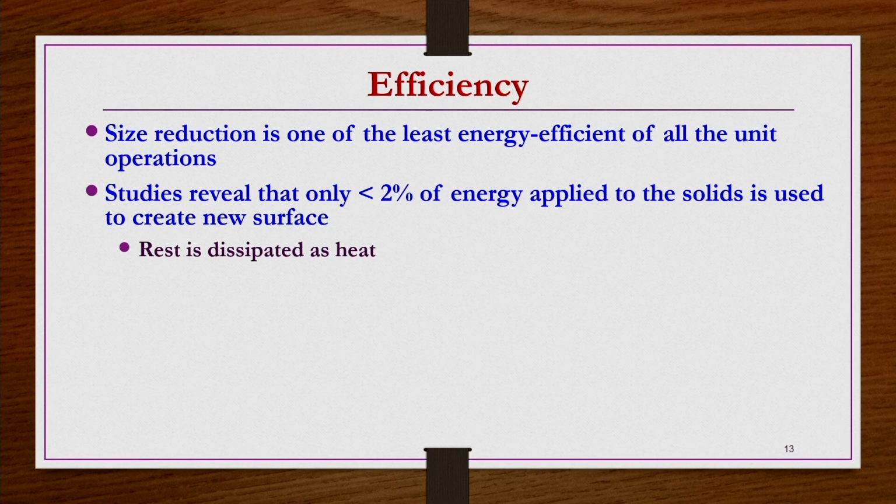And you will be surprised to know that studies revealed that less than 2% of the energy applied to the solids is used to create the new surface. Let us say you are giving 100 kilowatts of power for the required size reduction. Only about 2 or less than 2 kilowatts are being utilized for the size reduction, and the rest is for operating the equipment and overcoming the friction between bearings and all those things. So, that is the reason this is a very energy inefficient process. Whatever the remaining energy is, that is dissipated as heat.